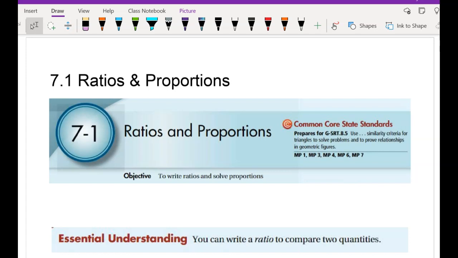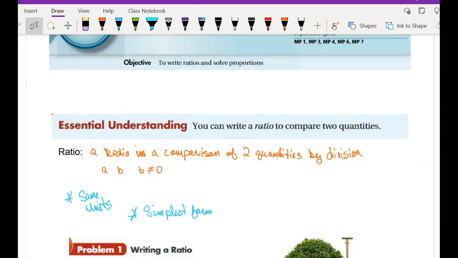Okay, this is 7.1, Ratios and Proportions. When we finish, we're going to be able to write ratios and solve proportions. So before we get started, it's essential for you to understand that you can write a ratio to compare two quantities. So as we go through this, I want you to think that you're comparing two quantities.